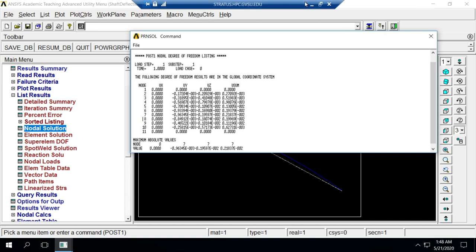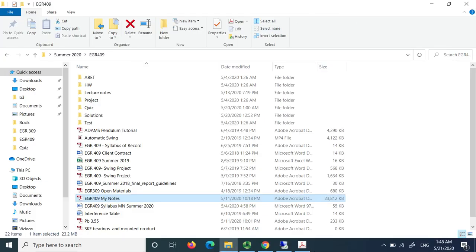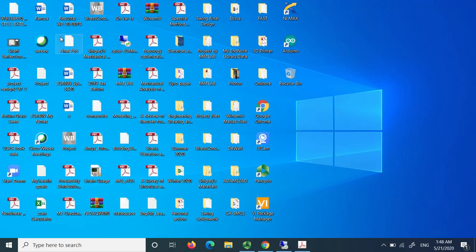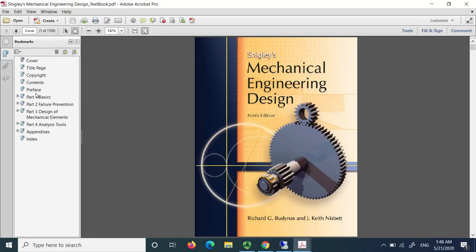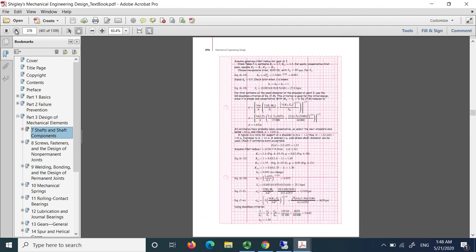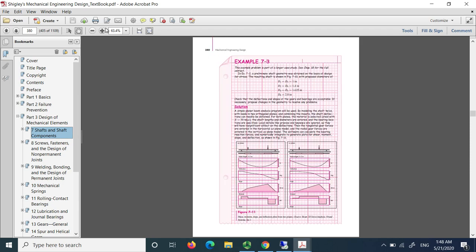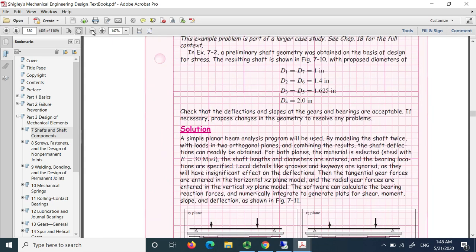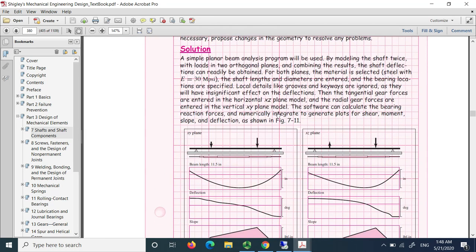So let me open your book and take a look at those numbers from the book. I have Shigley's book, so let me again go back to this shaft. Okay, so if you look at the solution of the example, yeah, this is what they have here.